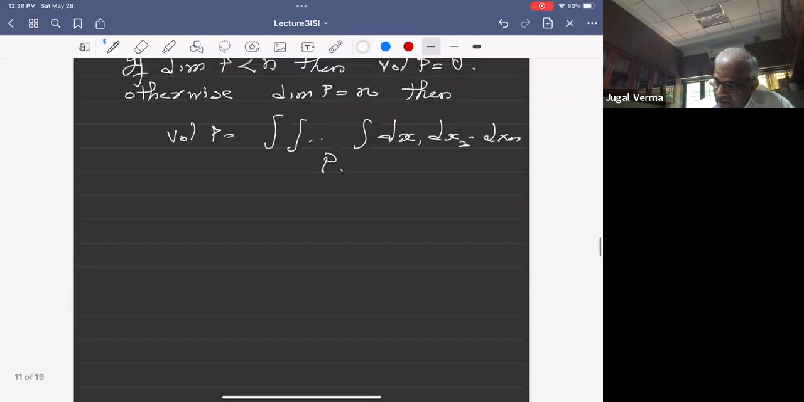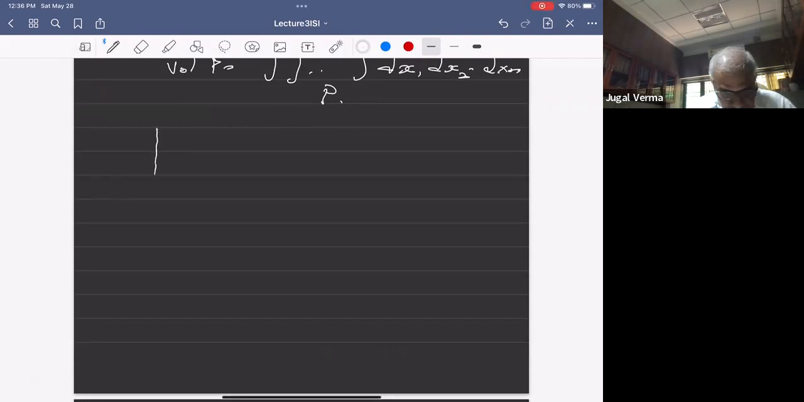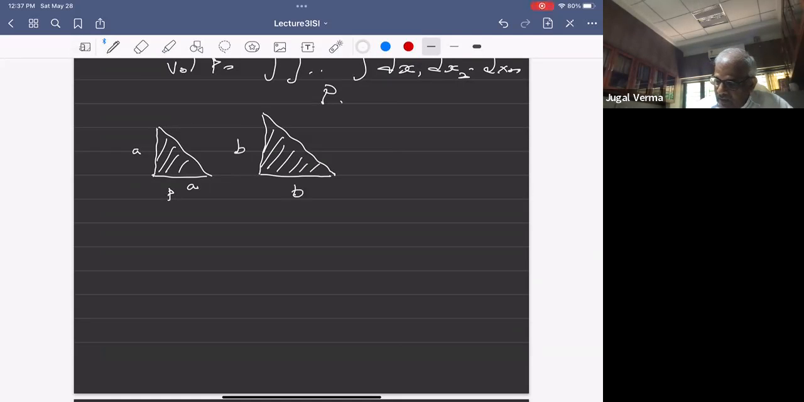But let me take two triangles. Suppose this is my triangle P. This is side A, and this is also side A. And I take another triangle. This is a convex set, this side B and this side B. So when I add these, what happens? This will be a triangle with side A plus B. The Minkowski sum is a triangle with side A plus B.